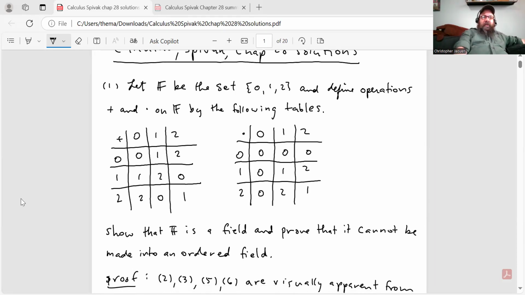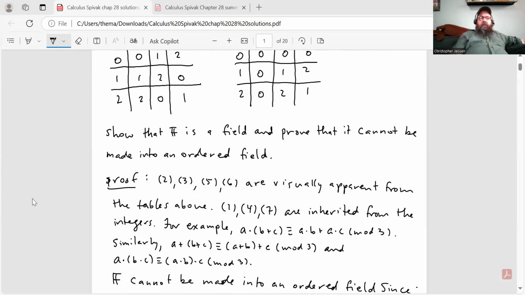So, question number one says this. Let F be the set 0, 1, 2, and define operations plus and times on F by the following tables. And then here, if you're familiar with modular arithmetic, this is just the integers modulo 3, basically. Addition modulo 3 and multiplication modulo 3.